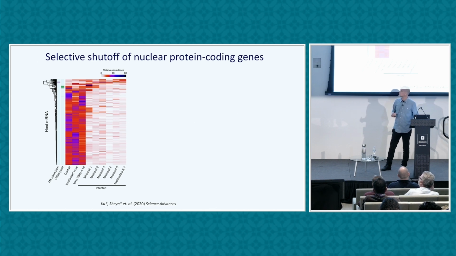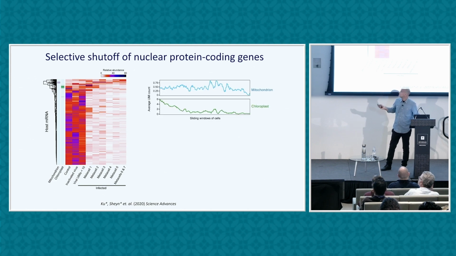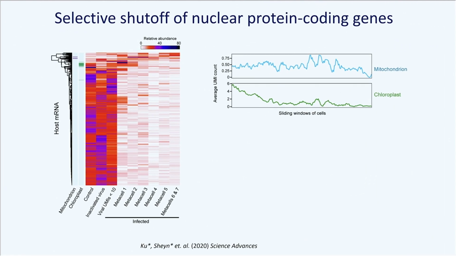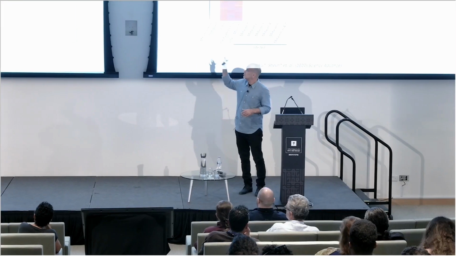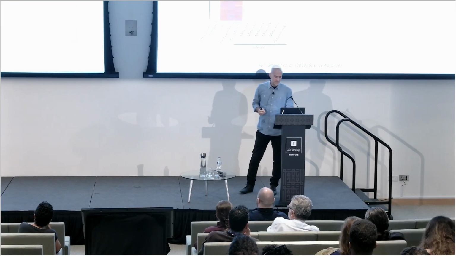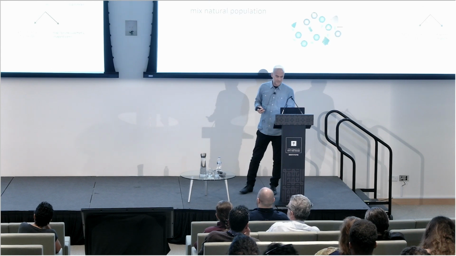There's a hierarchy in the shut-off of the host. When it's nuclear encoded, we see this major shut-off, but when we look at the mitochondria encoded, we see stability during infection and also in the chloroplast until this point that it drops. So there's hierarchy in the shutoff, and we think in part that this is how these giant viruses fuel bioenergetically the infection by using the chloroplast and the mitochondria transcriptome.